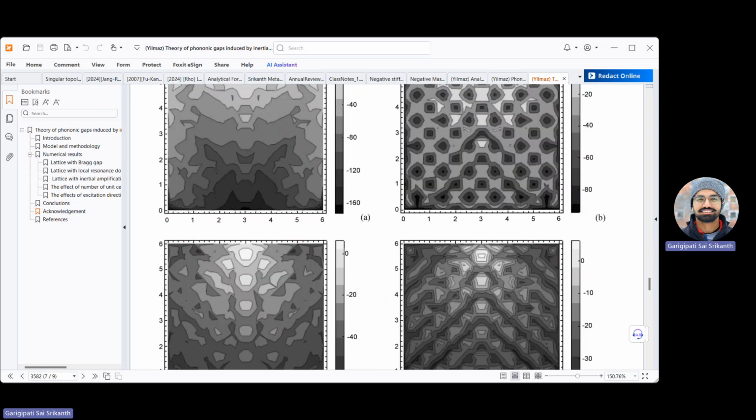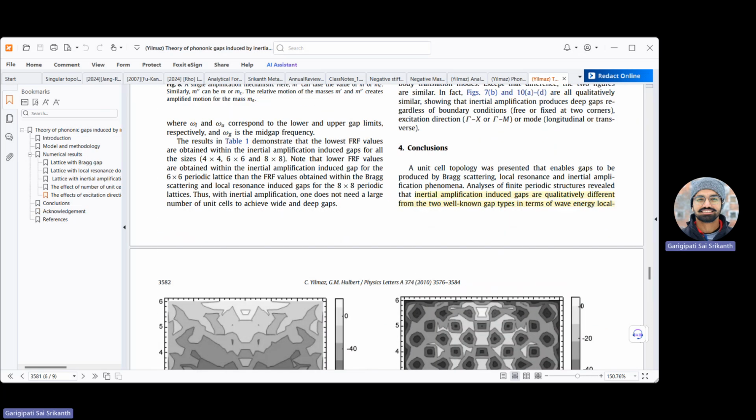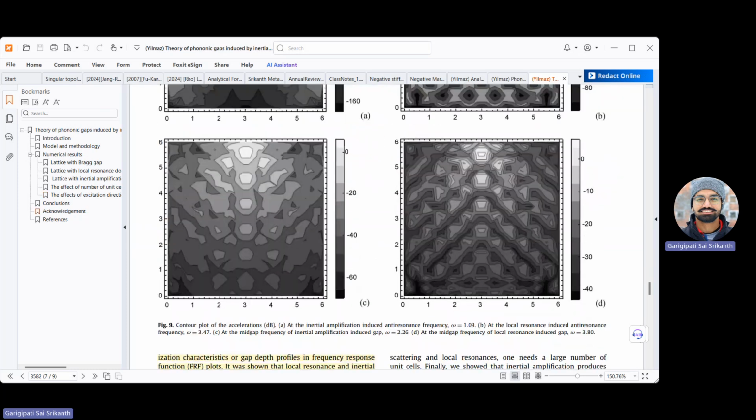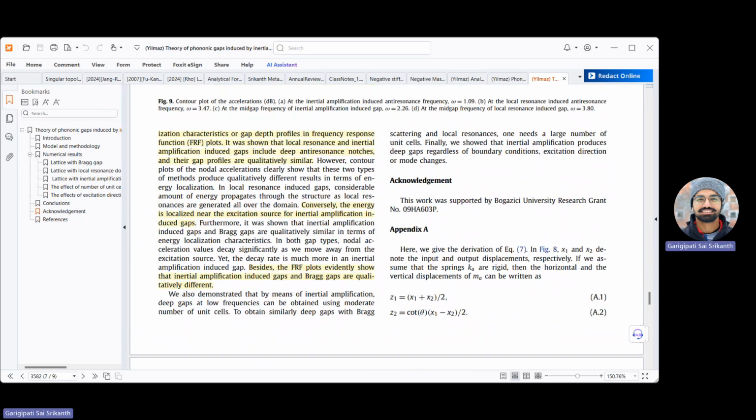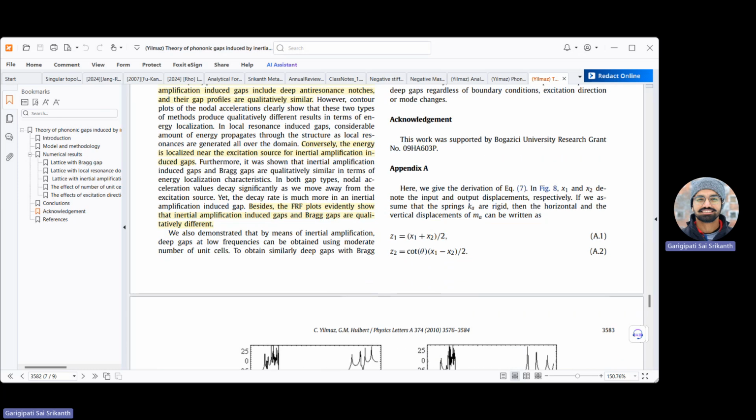So it's an amazing conclusion. They explore energy localization, they explore the anti-resonance notches. And their observations hit the right spot in the first go, because a lot of follow-up research just ends up validating what they are saying.